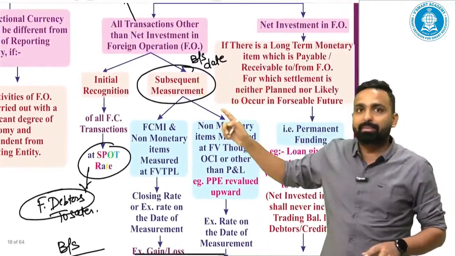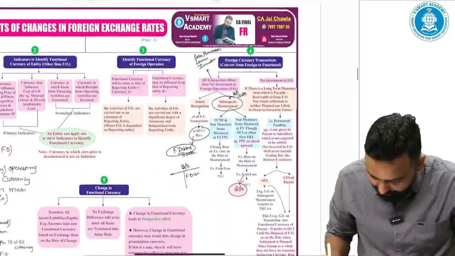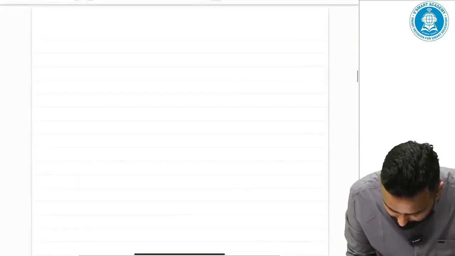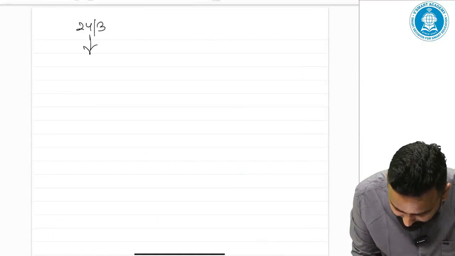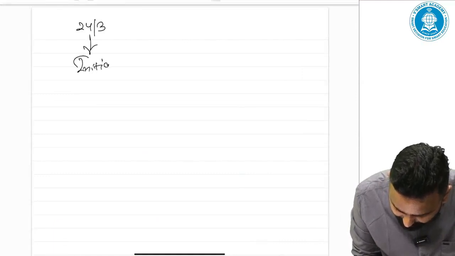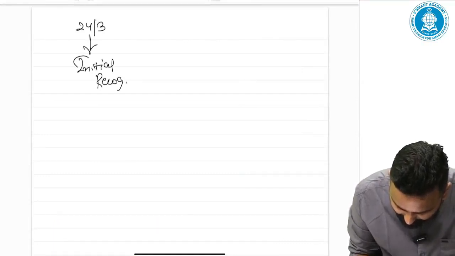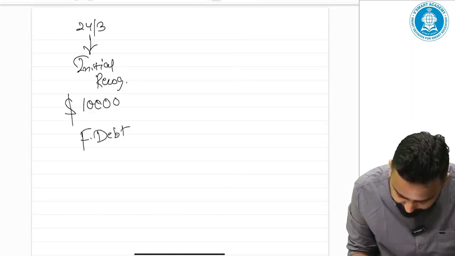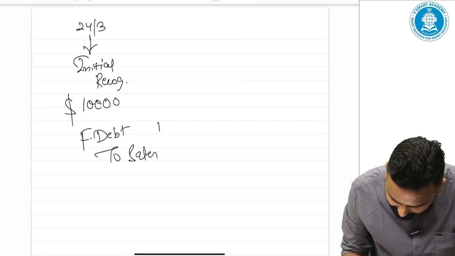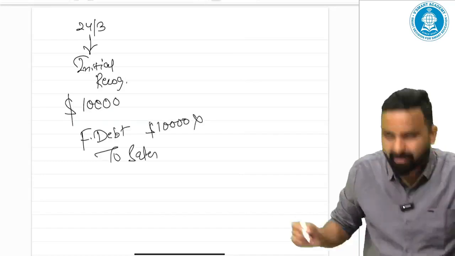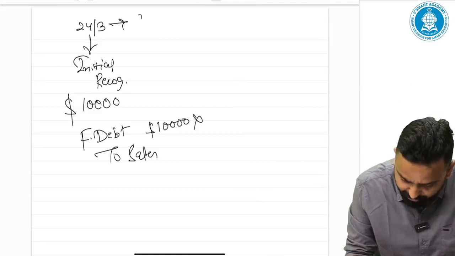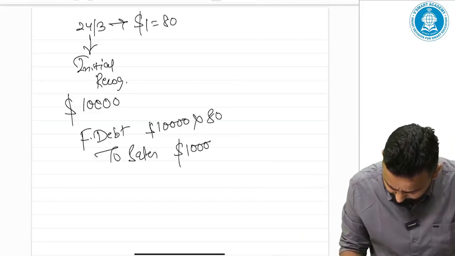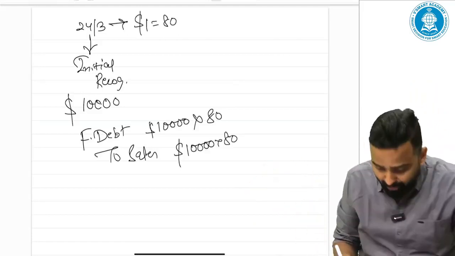So, on subsequent measurement, suppose on 24th of March, it is initial recognition. $10,000. So, foreign debtors to sales, $10,000 multiplied by, suppose the spot rate was $1 equal to 80, multiplied by 80. Simple.